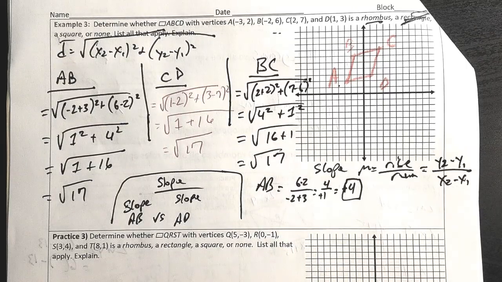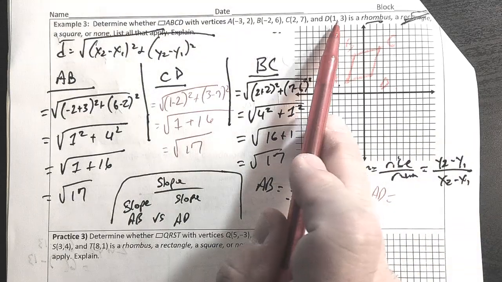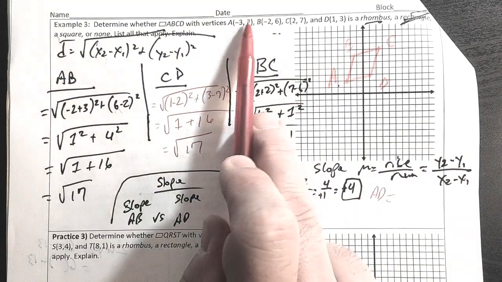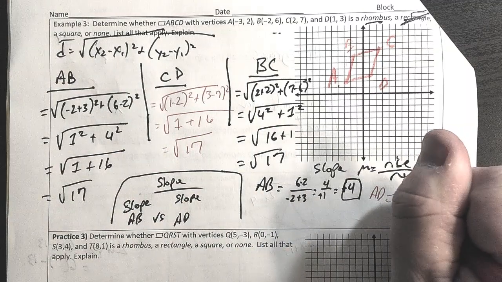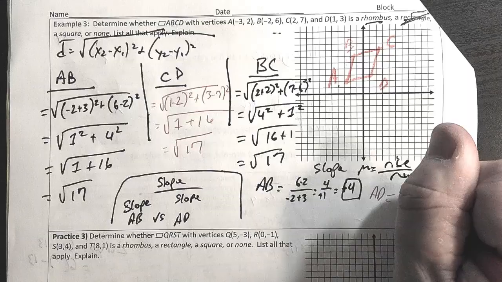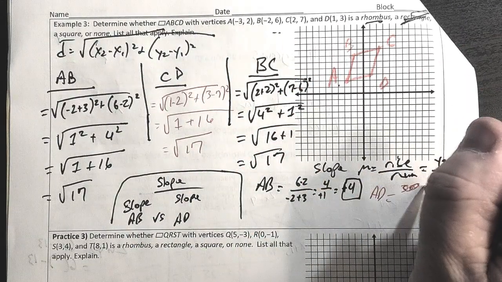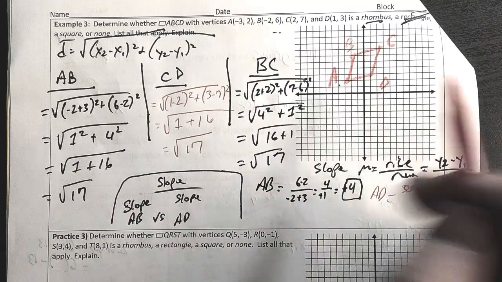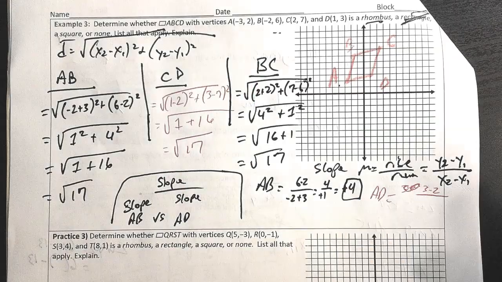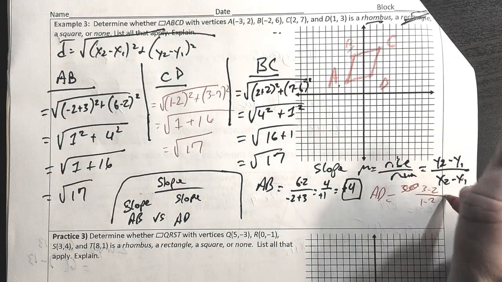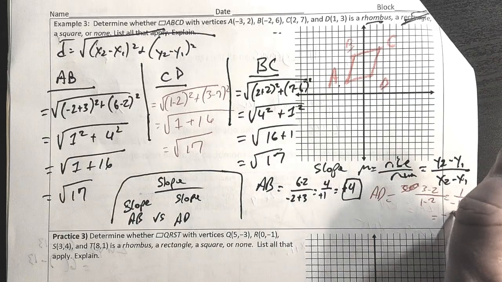So anyway, and now AD. So 3 minus -3. So 3 plus 3 on the top. Did I do that? No, I didn't. It's the y's. 3 minus 2. See? Glad you guys are paying attention. All right, so 3 minus 2 on top, and then D is 1 minus 2 on bottom. All right, so that's 1 over -1, which is -1.